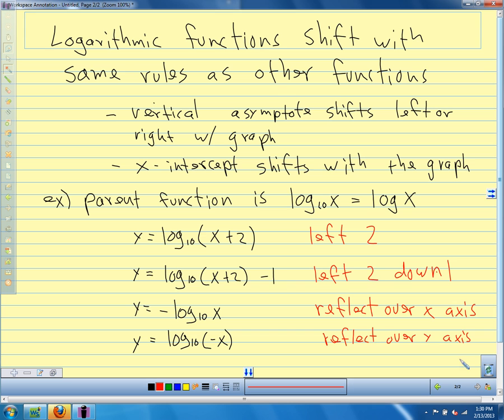So I want to take a look at sketching a graph of this second one. So we're going to sketch a graph of y equals log base 10 of x plus 2 minus 1. So any questions on shifting before we move on? Okay, so we're going to sketch. We're given a problem that says sketch a graph of log base 10 of x plus 2 minus 1.